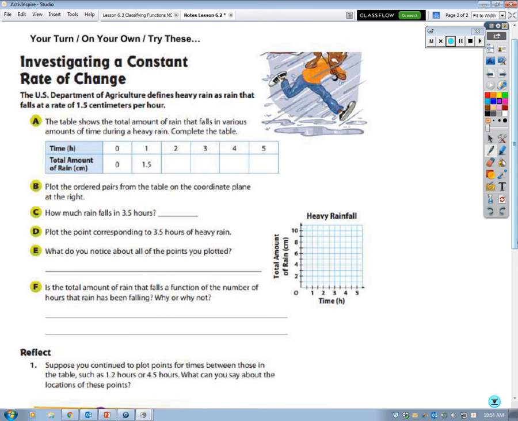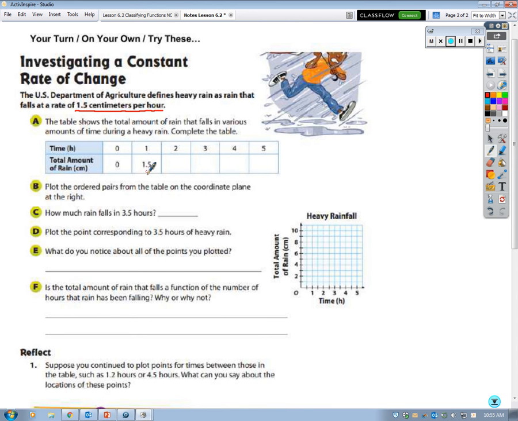So reading the scenario, the U.S. Department of Agriculture defines heavy rain as rain that falls at a rate of 1.5 centimeters per hour. So we've got our rate of change here, 1.5 centimeters per hour. And in part A, the table shows the total amount of rain that falls in various amounts of time during heavy rain. Complete the table.